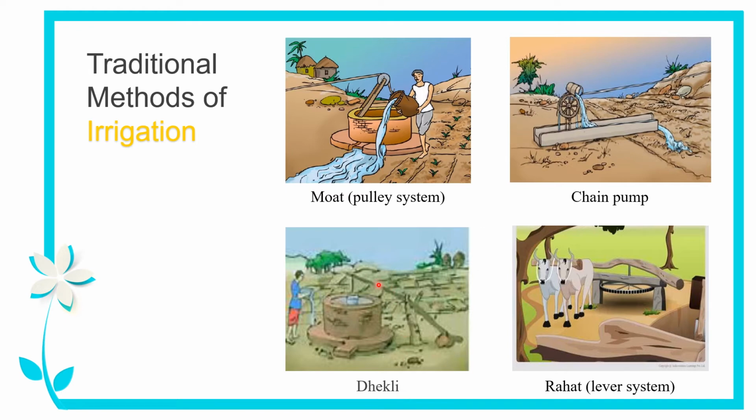This is the Deckley, which is the long narrow beam of wood, and you can see that it is being supported by a vertical fork. And the bucket is tied to one end of the long lever. As you can see, the bucket is tied to this end and a heavy stone is tied to the other end of the long arm.